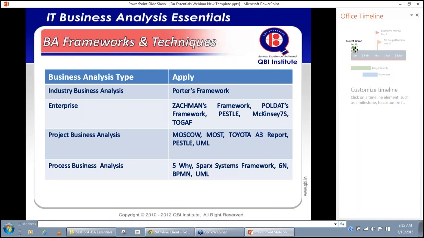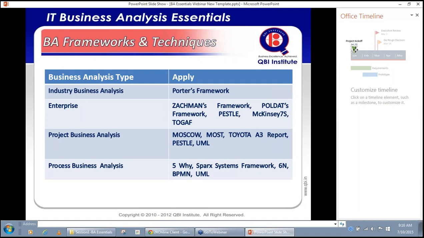For project business analysis, we have techniques like MoSCoW. MoSCoW is the requirements prioritization technique, which is the acronym for must have, should have, could have, won't have for the requirements. What requirements will go in a particular sprint or a particular release is covered here. Toyota A3 report, PESTEL, Unified Modeling Language or UML, these are all project level business analysis techniques. In fact, UML is a very detailed framework and you learn about it in good amount of detail during the program.